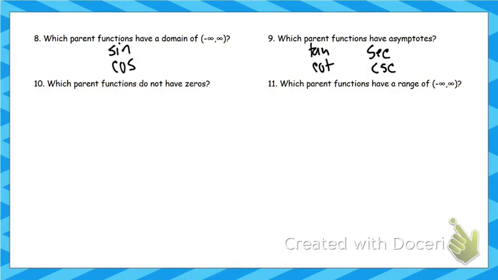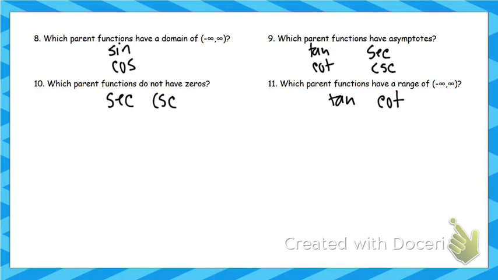The parent functions that don't have zeros, if you look back at your graphs, your parabolas do not have any zeros. So that would be secant and cosecant. And then the range of negative infinity to infinity, that is tangent and cotangent.